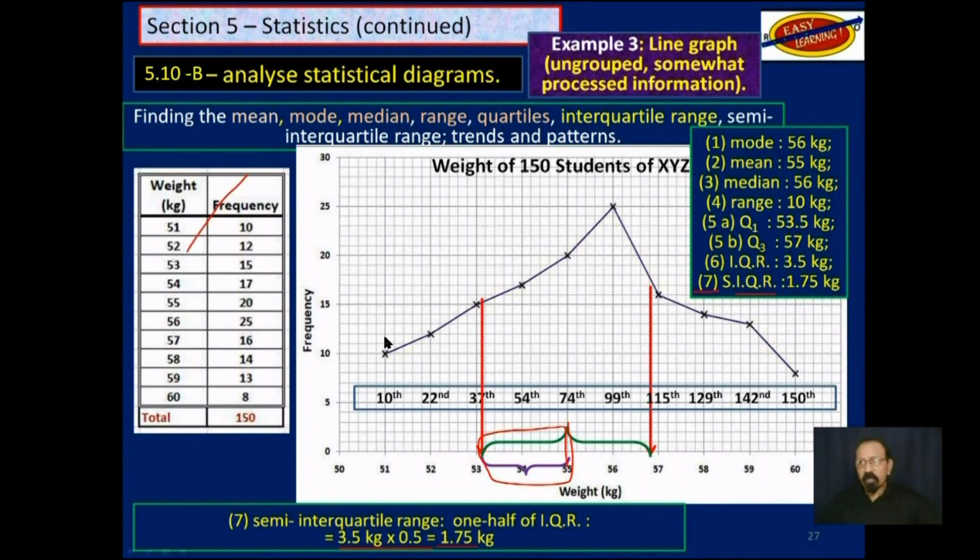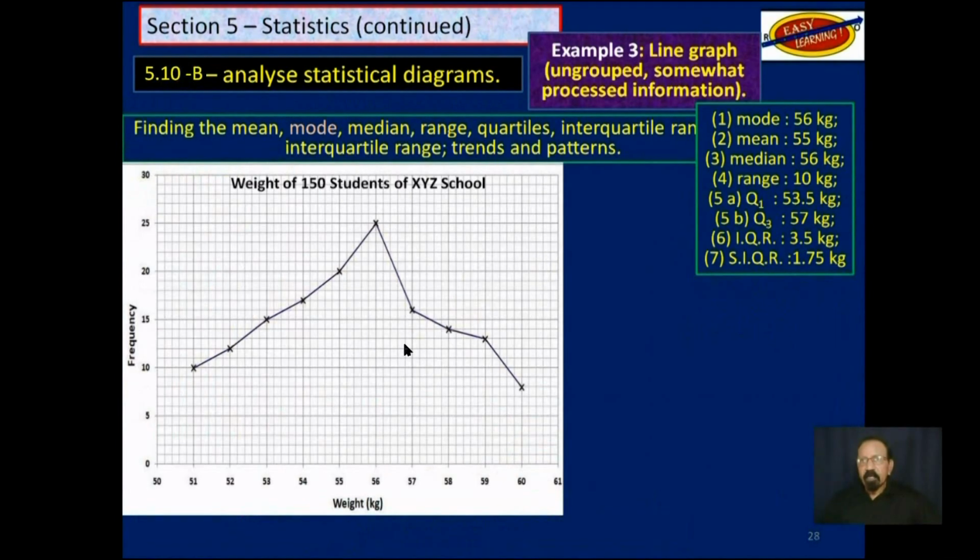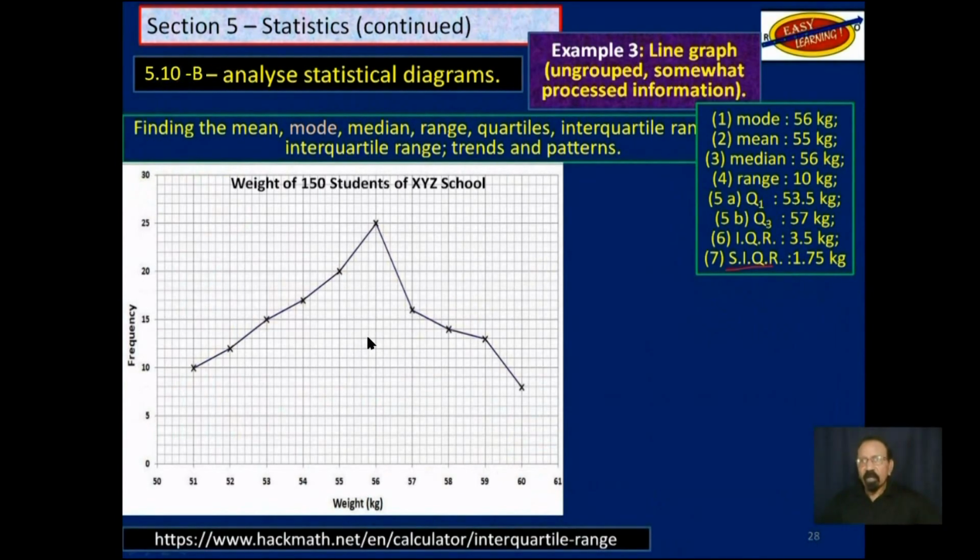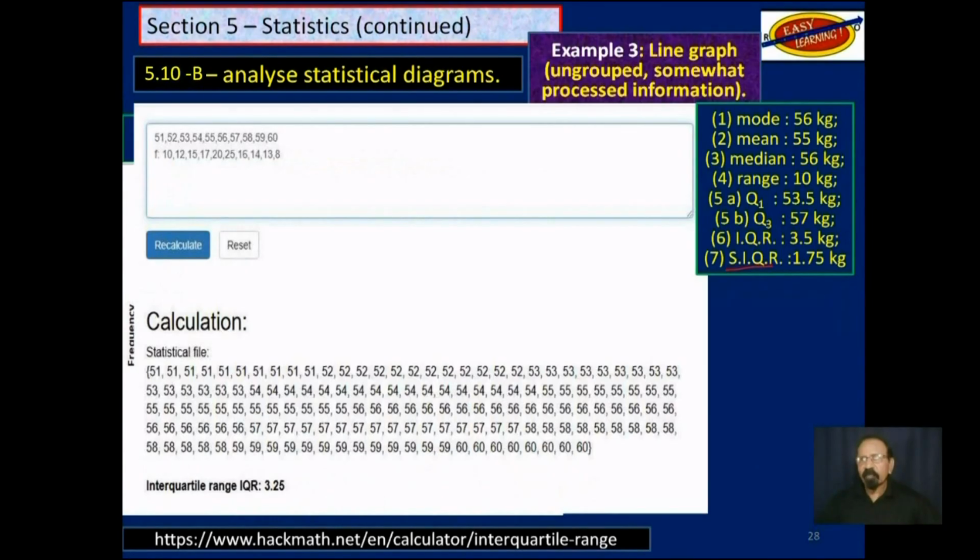We can reference this table over here to see if we are on the right track. But for this objective, you are not given this table. You're just given the graph. So this is what we have. Let's go on the online calculator and see how our answer corresponds. I entered the information, 51, frequency 10, and so on, 60, frequency 8. The online calculator spells it out completely here, each of the numbers as if they were a column.